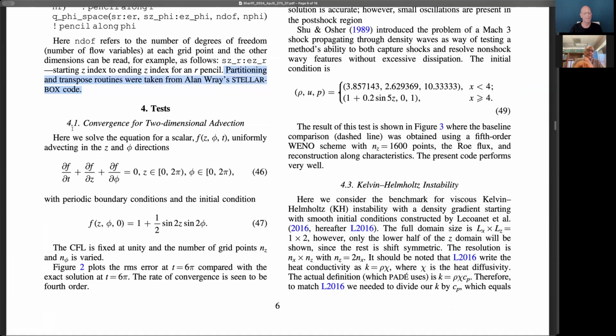Basically, this is a test case of linear advection, but in two directions: advection in the z direction and advection in the phi direction, because the referee actually thought that we were doing operator splitting, which is not what we're doing. This plot shows that for this particular test case, we do get fourth order.